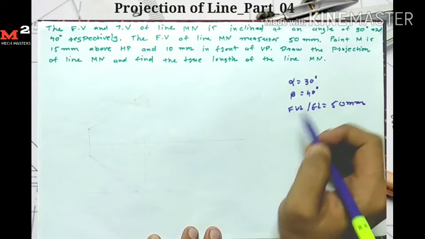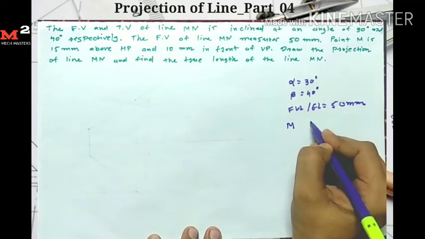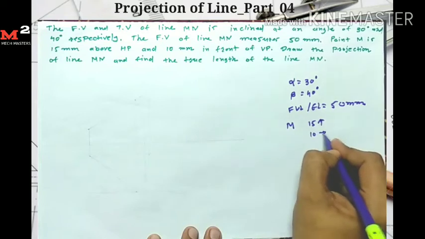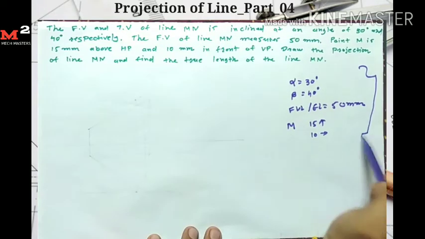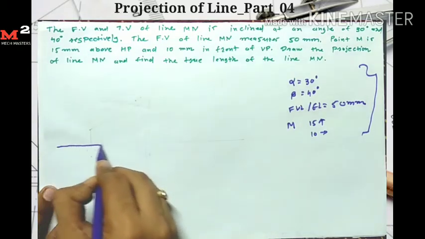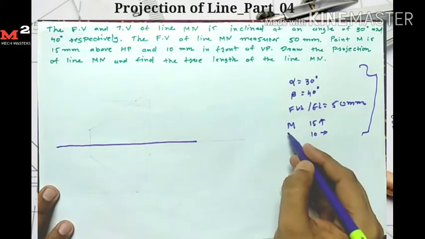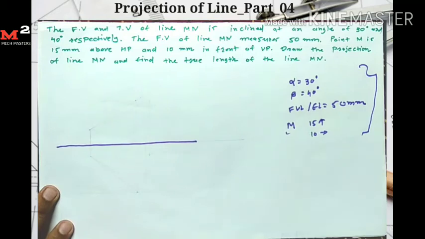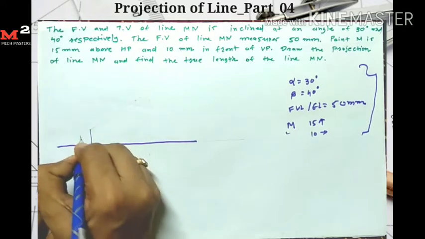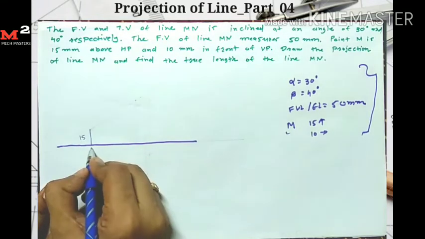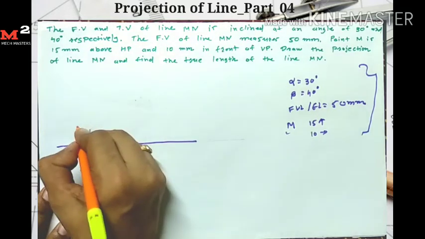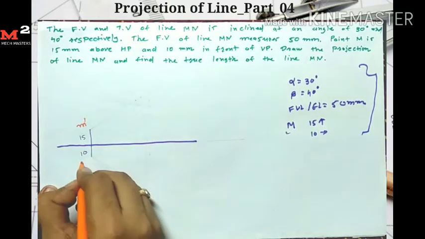The point M is 15 mm above HP and 10 mm in front of VP. Okay, so this 5 data is given. First I draw the reference line here. Now first I mark the point M. For the M point, 15 mm above, so from here I measure the 15 mm distance, and 10 mm in front of, so here I measure 10 mm. So I get my M dash point here and M point here.